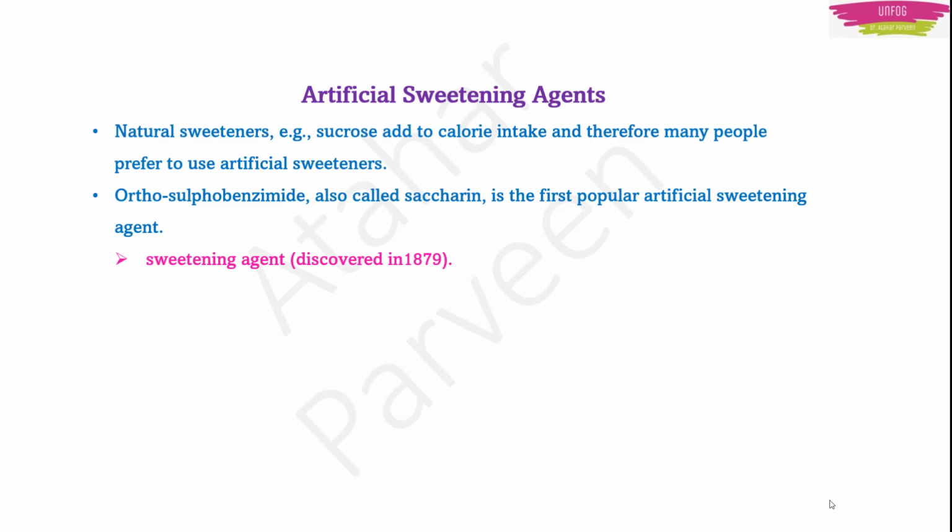This was discovered in 1879. You need to remember the year. This sweetening agent, saccharin, was discovered in 1879, and since then it has become the popular artificial sweetening agent. It is about 550 times as sweet as cane sugar. Means if you use 1 spoon of cane sugar, in that place 1 particle of saccharin will be more than enough to give so much sweetness.